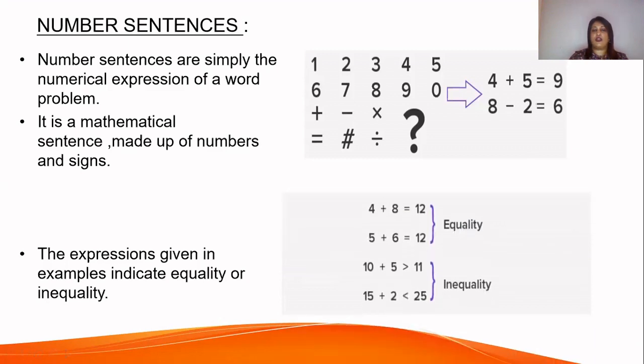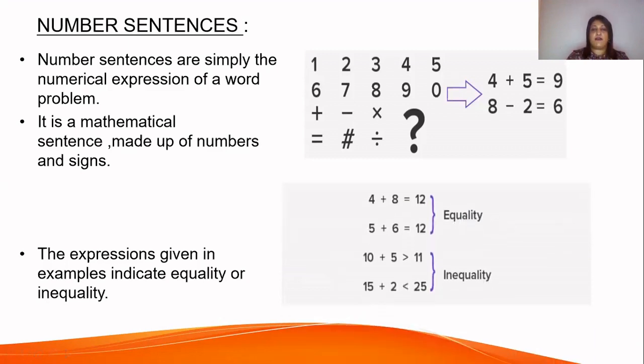Now, when we're talking about equality or inequality, for example, 4 plus 8 is equal to 12. It's equal to, so we know this left-hand side balances with the right-hand side. 5 plus 6 is equal to 12, which is incorrect. Why is it incorrect? Because it doesn't balance. 5 plus 6 is 11, so it's not equal to 12.